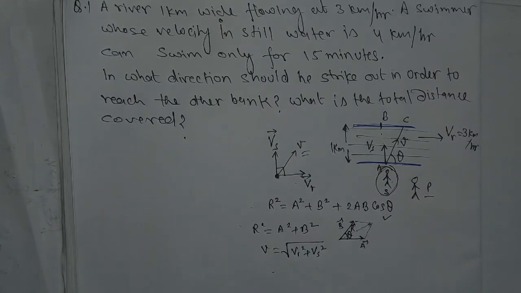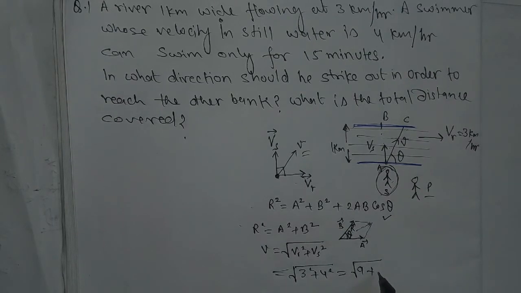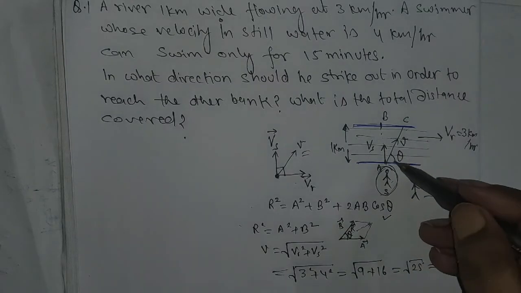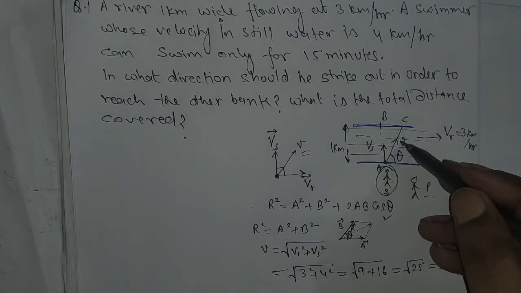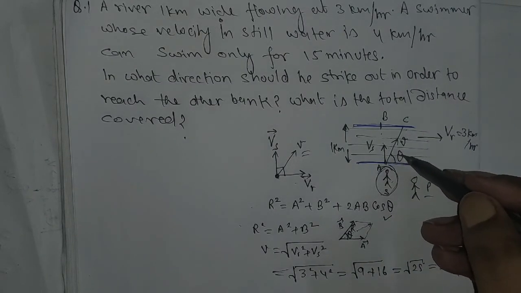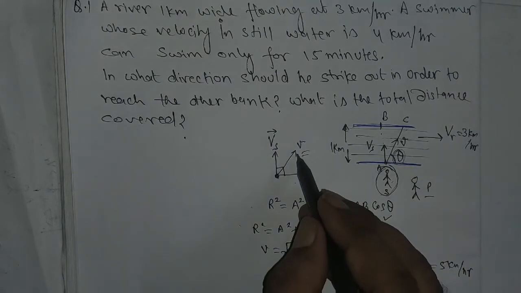And what is that? This will be root of 3 square plus 4 square, means 9 plus 16, means 25, that is 5 kilometer per hour. So the velocity of the swimmer is 5 kilometer per hour. Now what will we have to tell? We will have to tell theta.